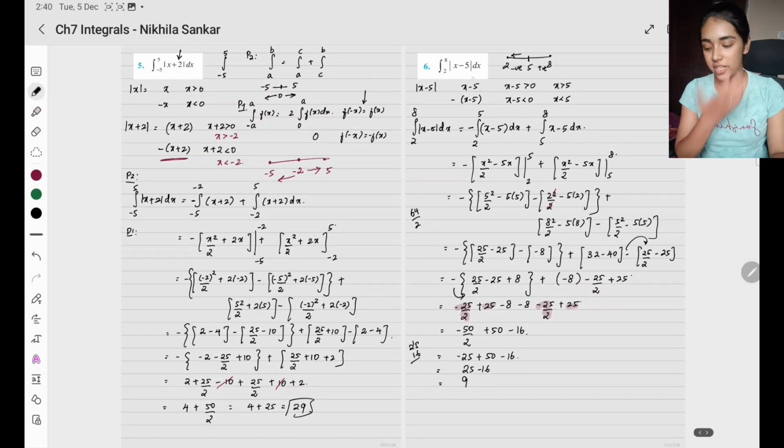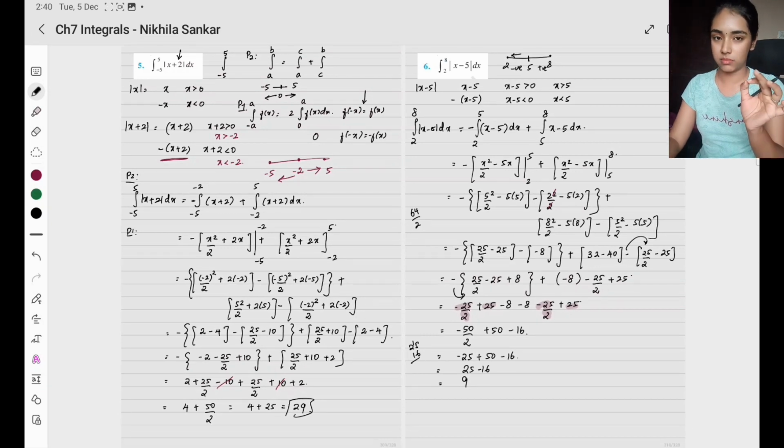Pay attention while solving. In definite integrals, that is the one problem. Okay, otherwise it's easy.